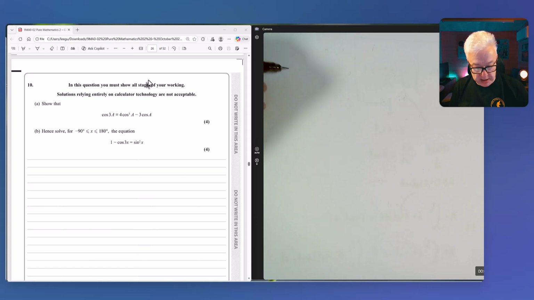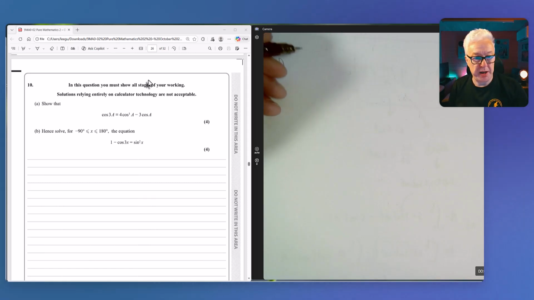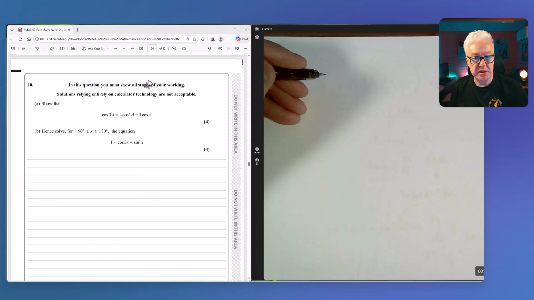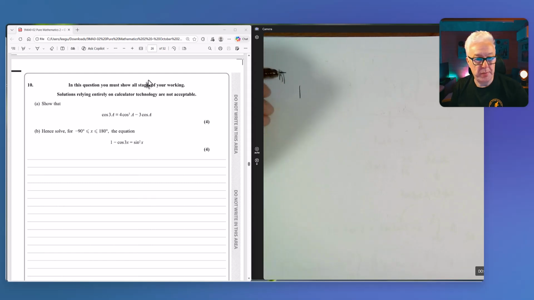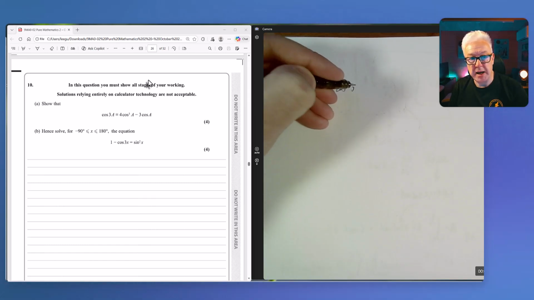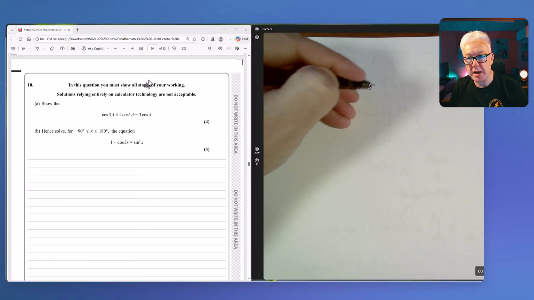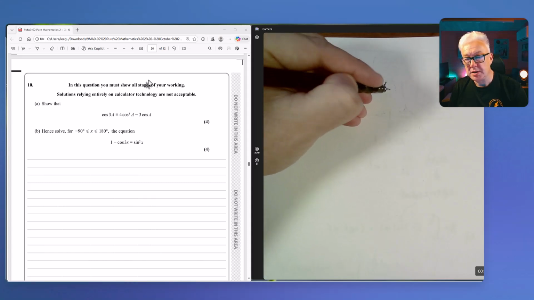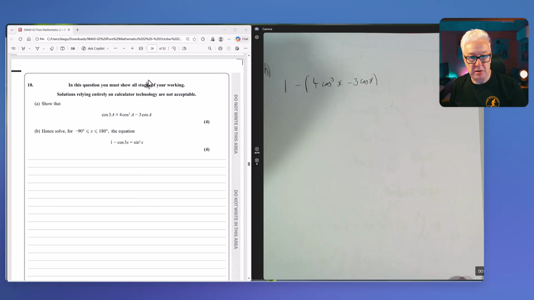Okay, let's have a look at part B now. Part B says, hence solve in the range minus 90 to 180 the equation 1 minus cos 3x equals sine squared x. The first thing to do is to use the identity from part A to replace the cos 3x. So we're going to have 1 minus, open brackets, 4 cos cubed x minus 3 cos x. So we've basically just replaced the identity using the answer from part A.